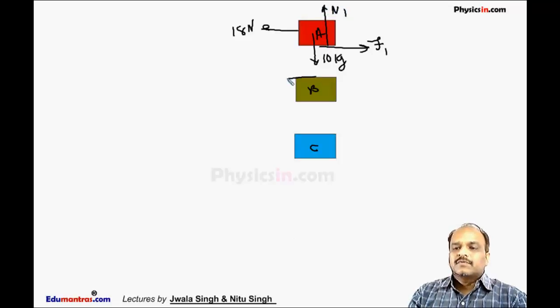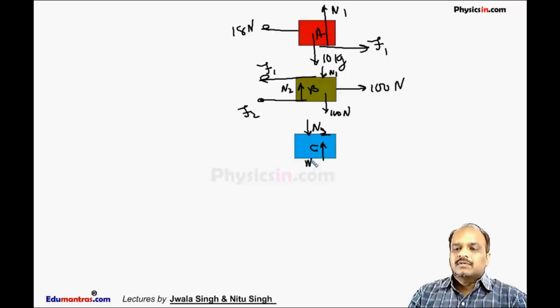In the same way, in the free body diagram, the friction force on block B will act in the backward direction. This force is 100 Newton. The friction force here, let it be F2, will act in the backward direction. Here the normal reaction is N1. Here the weight is again 100 Newton. The normal reaction here is N2, and here it is N2 again. Here it is N3.